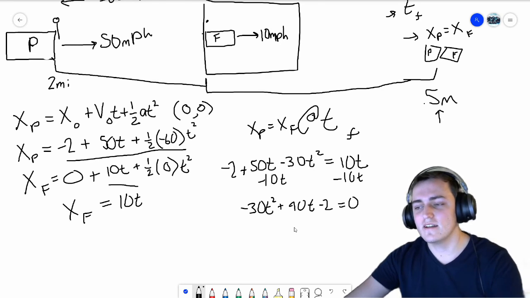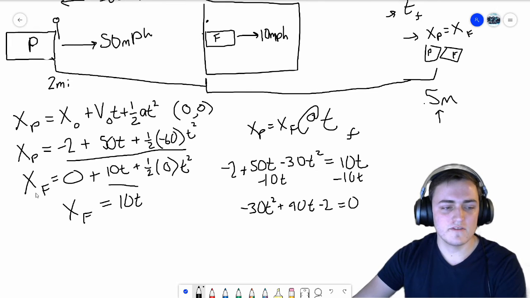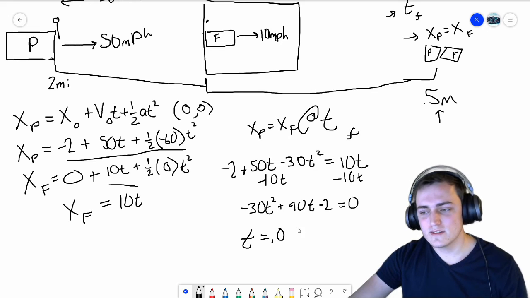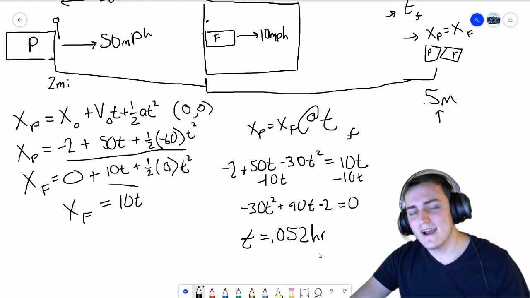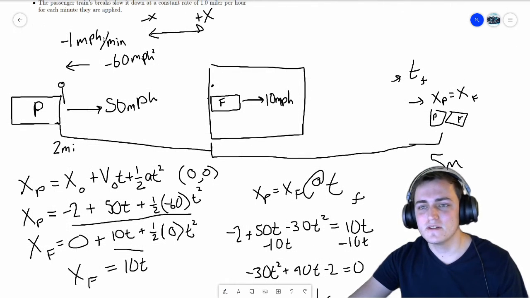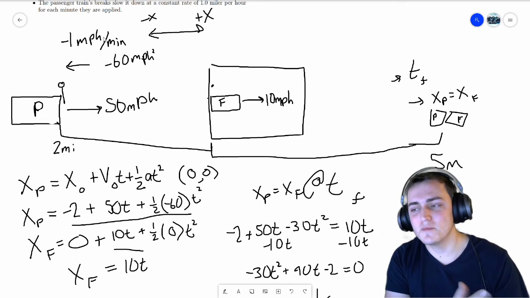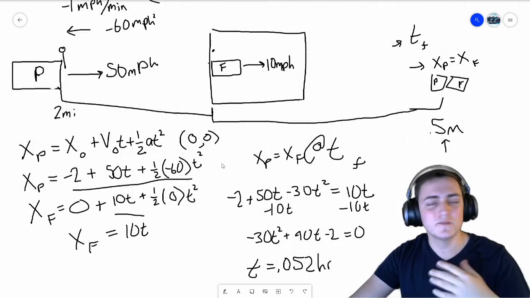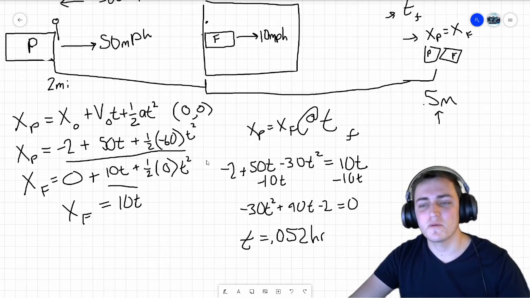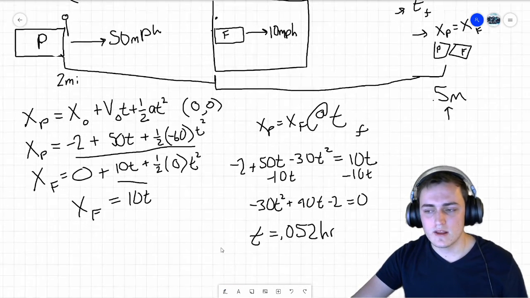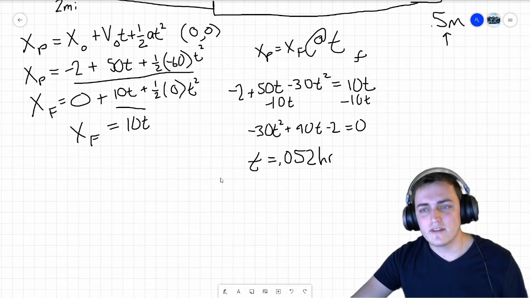So now we can find the time it took, and we find t to be 0.052 hours. Remember, our units here are hours, because every other value in this problem was in miles and hours. So we have to make sure that everywhere we put a time, it's going to be in hours instead of seconds or minutes like you normally would work with. So it's really important to make that note. So we know how long it took.